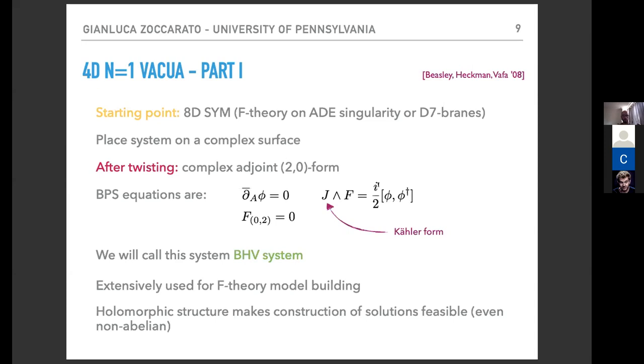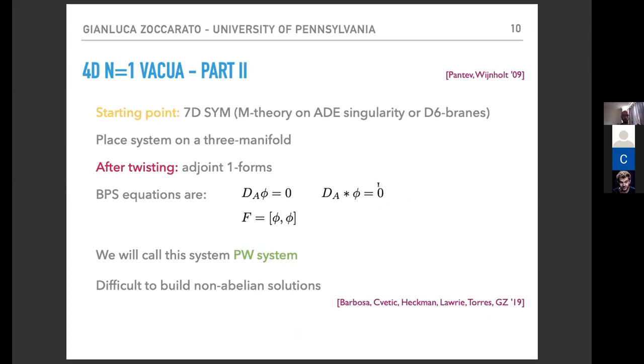So the next case is maybe less familiar. This was done by Pantev and Wijholt. And this is like the mirror dual version. It's like 7D super Yang-Mills. You have a theory on an ADE singularity of M-theory. And you put the system on a three-manifold. After the twisting, the Higgs field becomes a one-form that is fixed to be covariantly harmonic in this case.